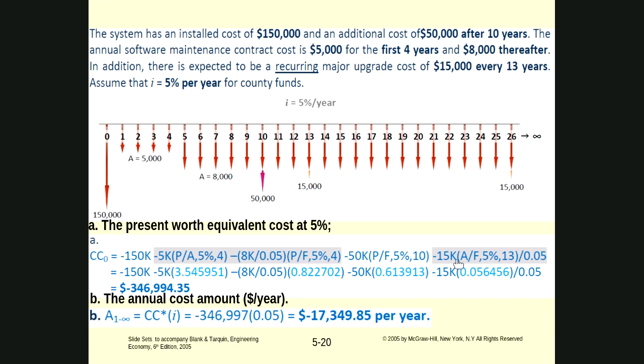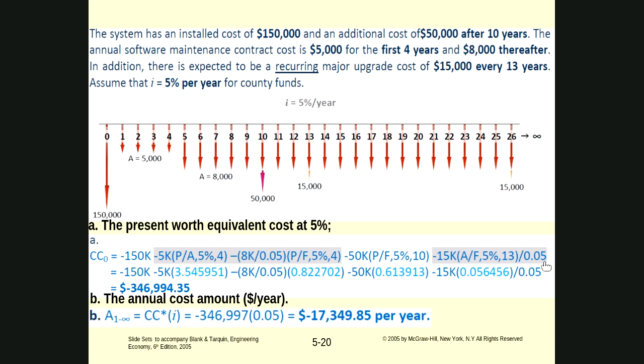This bracket, starting from minus 15k, A given F, 5%, 13. This is to find what? To find the annual for the 15,000, the annual from here until here. When you have the annual, what you need to find the present in the capitalized cost formula is the annual. So I have the annual, I divide by the interest rate, which is 0.05, and I have the present.